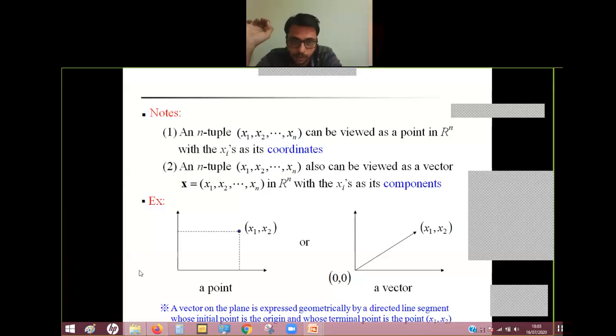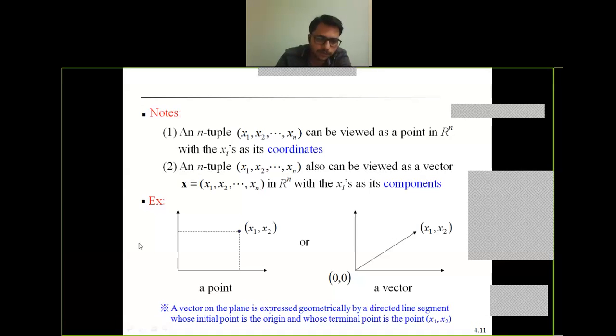Okay, now next is a vector on the plane. Obviously, they have put the definition of a vector. A vector on the plane is expressed geometrically by a directed line segment whose initial point is the origin and whose terminal point is the point x1, x2. So this is the very general basic definition of a vector.